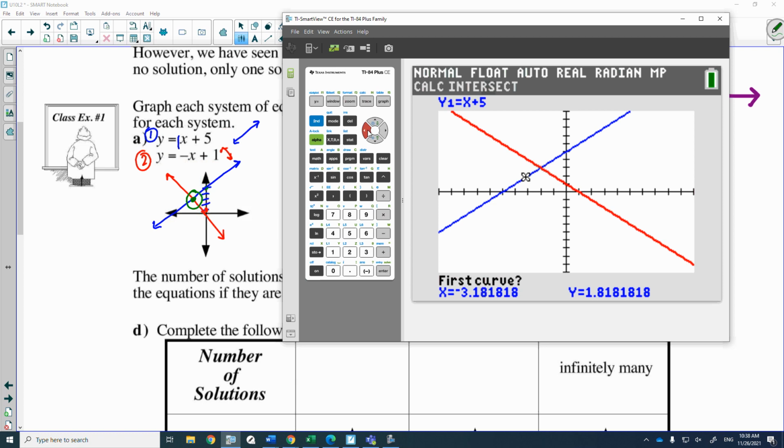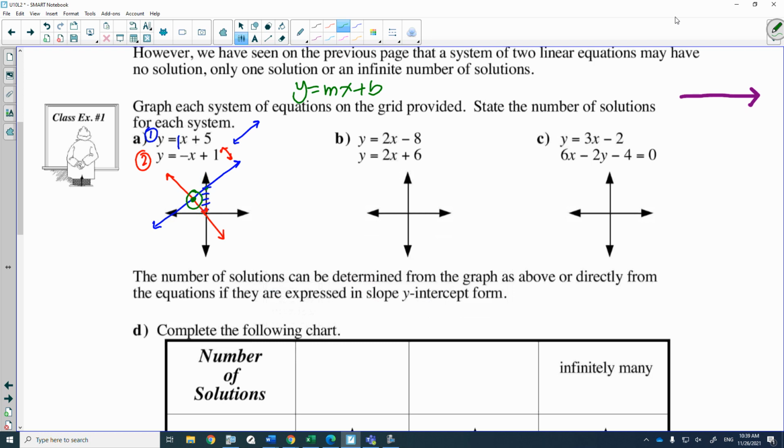You hit enter 3 times. The reason why it's 3 times is because your calculator is going to select this line, then it jumps to this line, and then the third enter, it's going to jump to the solution. So you hit enter 3 times slowly. So 1, 2, 3. The solution to this system is negative 2, comma 3. So let's write that down. This has one solution, and the solution is at negative 2, comma 3.